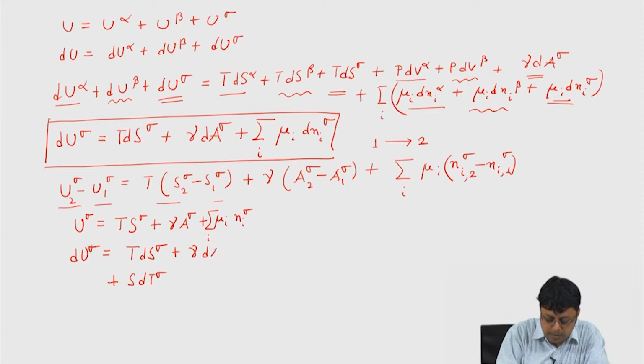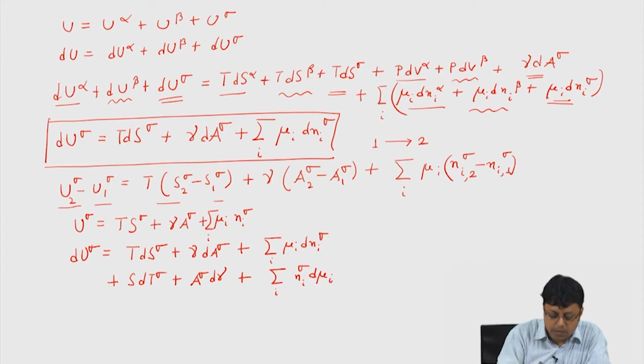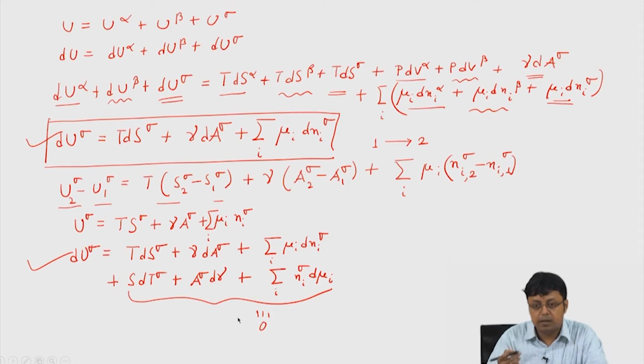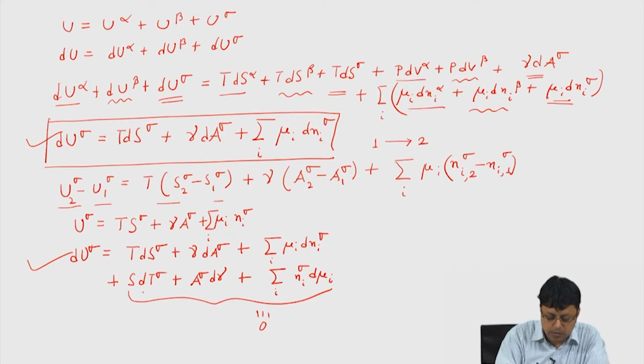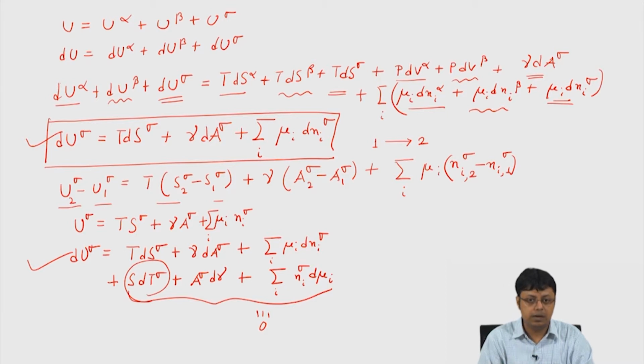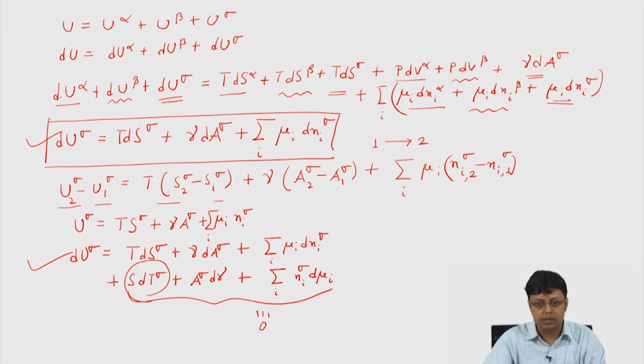So, we have here gamma dA, and similarly we will have A d gamma, plus we will have sum over I mu I dn I sigma, and here we will have sum over I n I sigma into d mu I. So, by comparing this equation and the one we just got, this part must be equal to 0. We can make a further approximation where we talk only about isotherms. So, we are keeping the temperature constant, which means now the S dT will also be 0. So, what we get is A d gamma plus sum over the constituent I of n I sigma d mu I is 0.